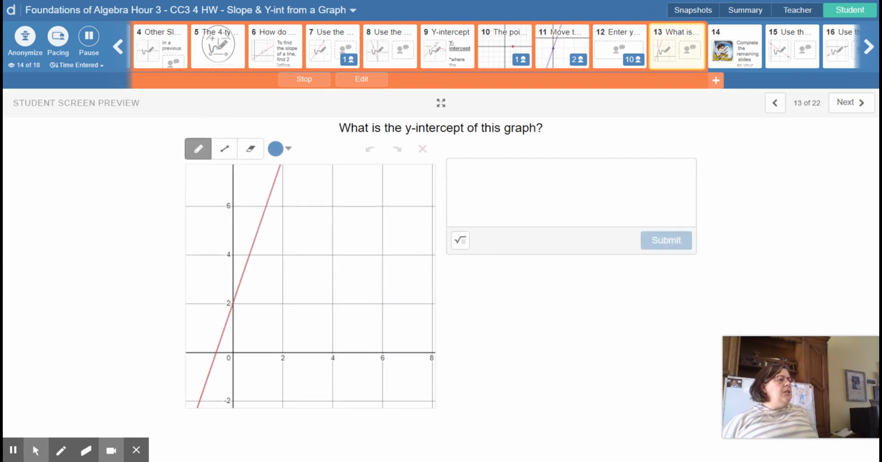All right, look at slide 13. Slide 13, based on what we just talked about, starting at slide 9, what is the y-intercept of that graph? Good, Jefferson. I saw your answer.